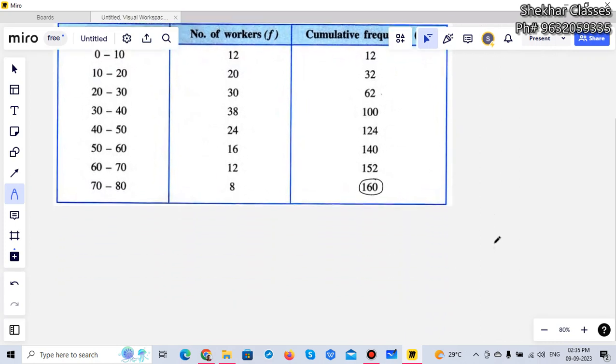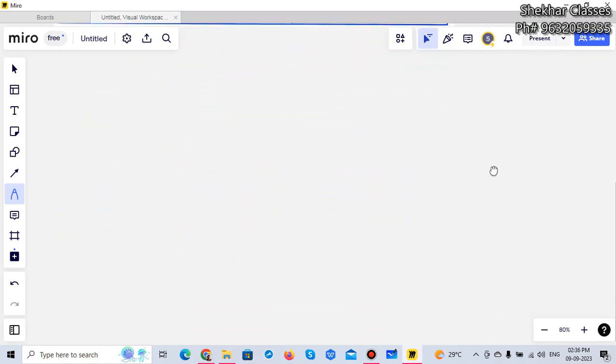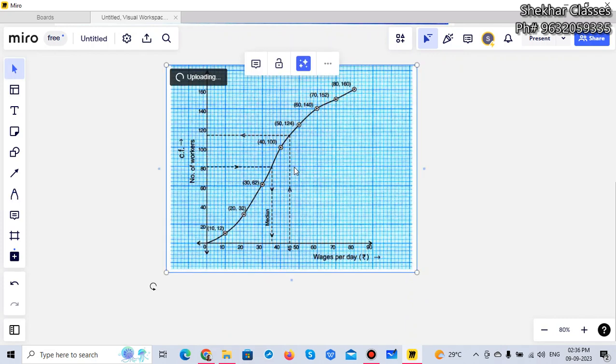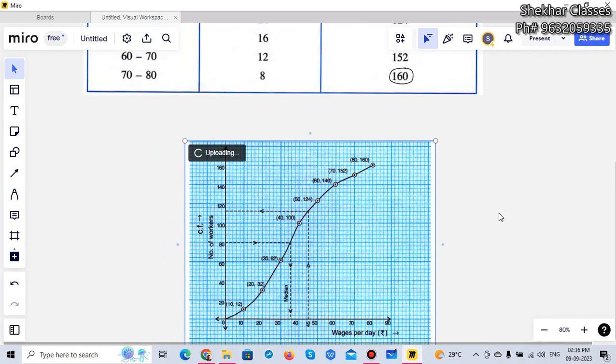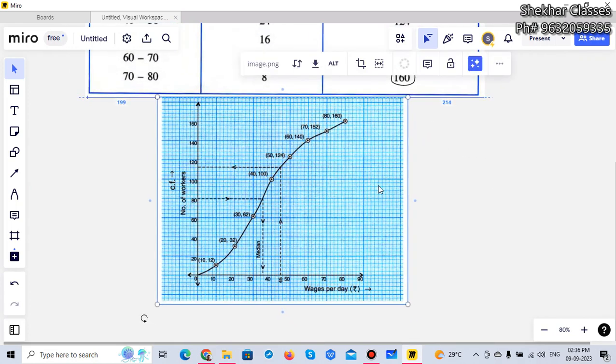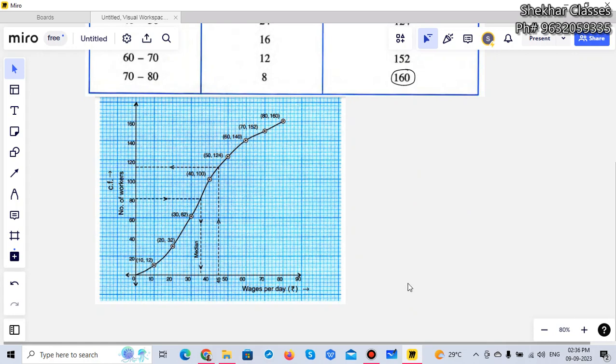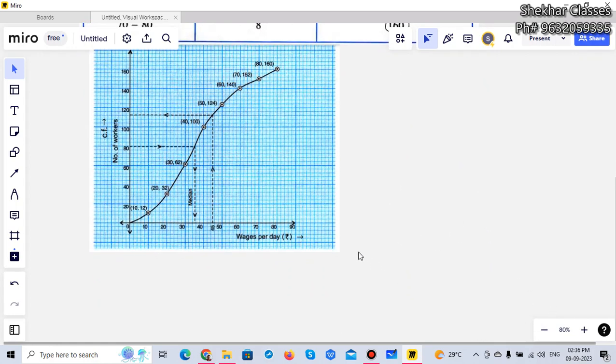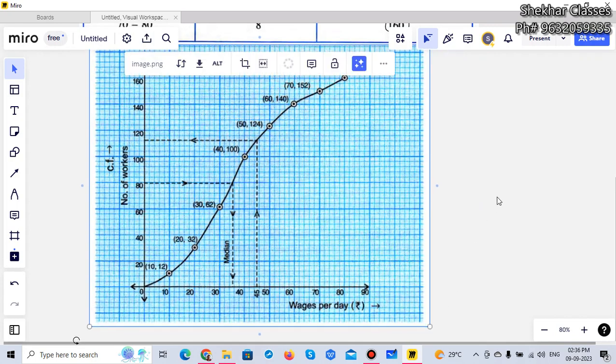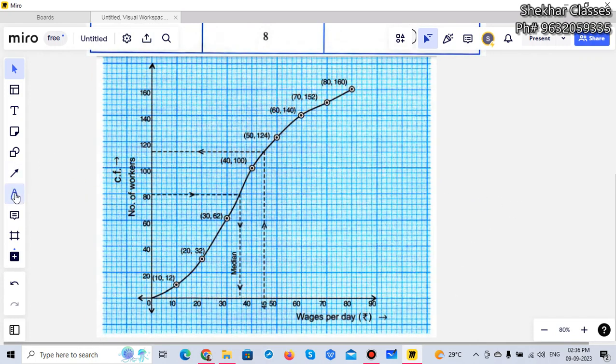You know how to draw the ogive? Class interval on the x-axis and cumulative frequency on the y-axis. So we draw it, and this is the ogive that we have here. Let me make it bigger for you so that you can understand it better. This is the class interval, this is the cumulative frequency. Y-axis is always cumulative frequency, x-axis is always class interval, and we plot all the points here.